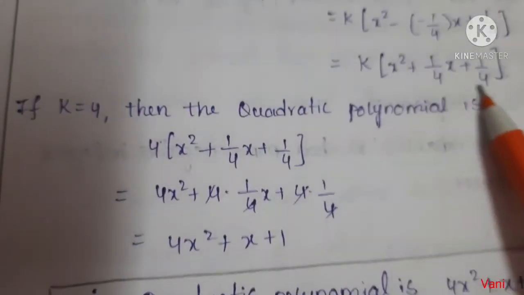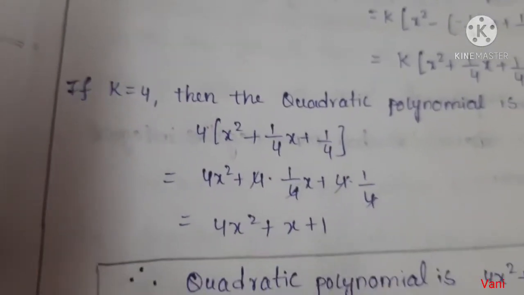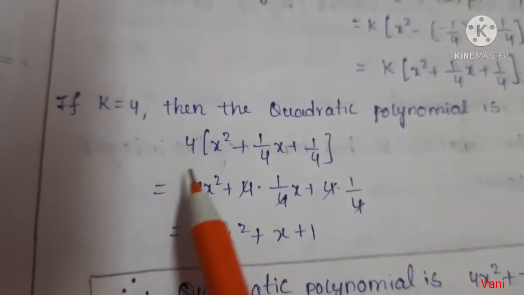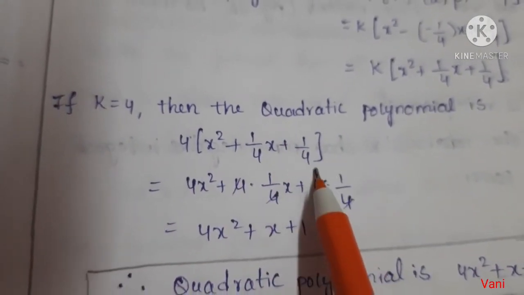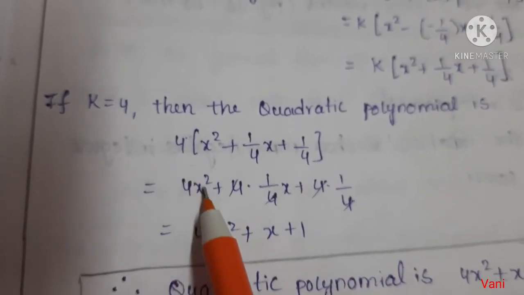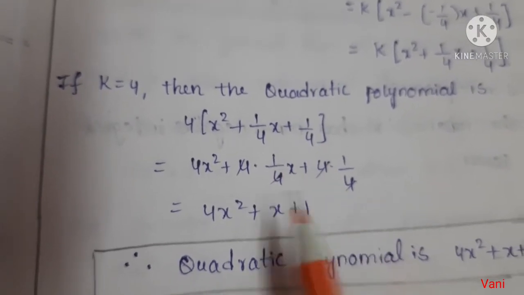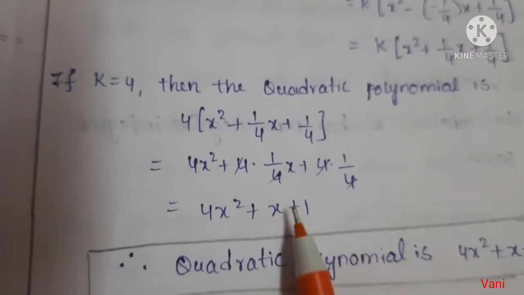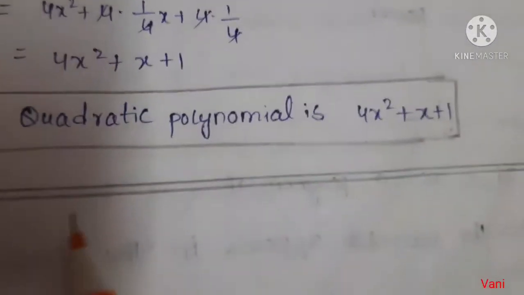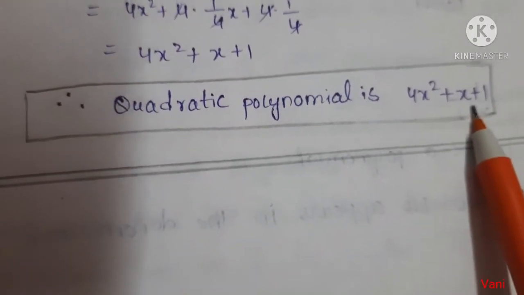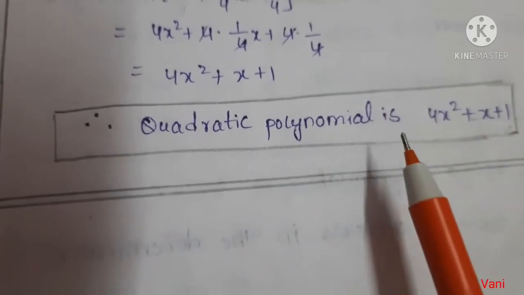So here the denominator 4 is there. So substitute 4 in place of k. If the k value is 4, then the quadratic polynomial, in place of k, put 4. So 4 into x square plus 1 by 4 into x plus 1 by 4. So multiply 4 to every term. So 4 into x square plus 4 into 1 by 4 x plus 4 into 1 by 4. So 4 will cancel, here also 4 will cancel. So you will get 4x square plus x plus 1. So that is the required quadratic polynomial, 4x square plus x plus 1.